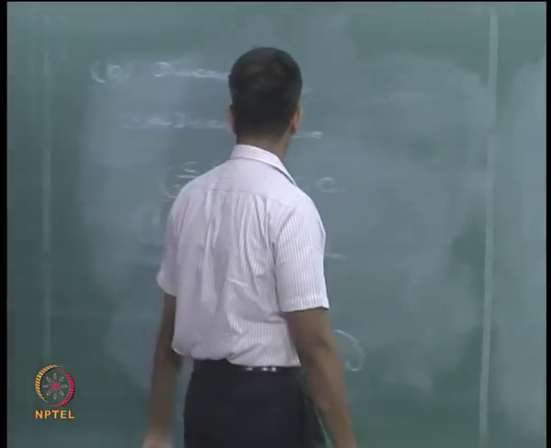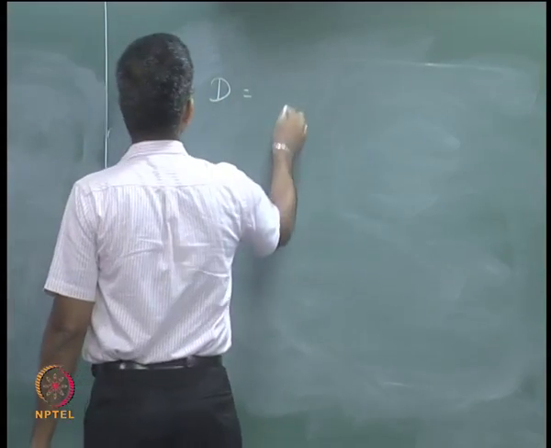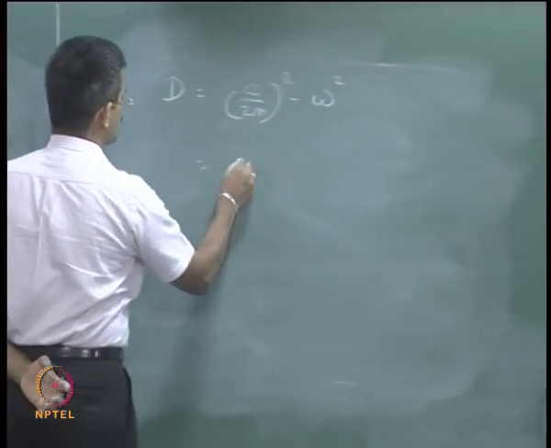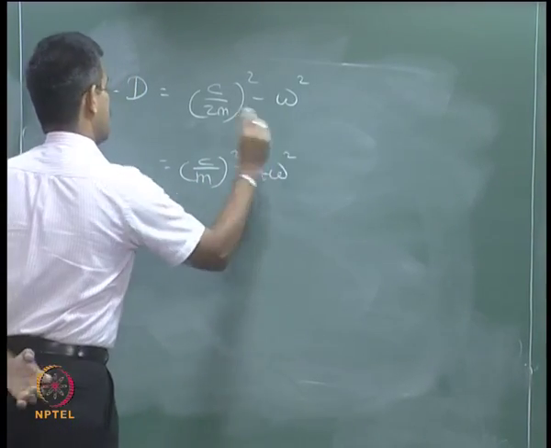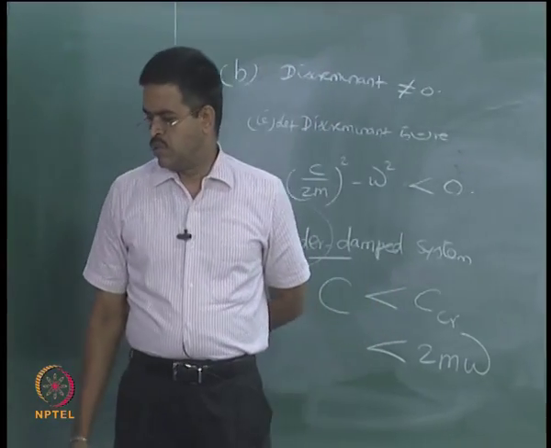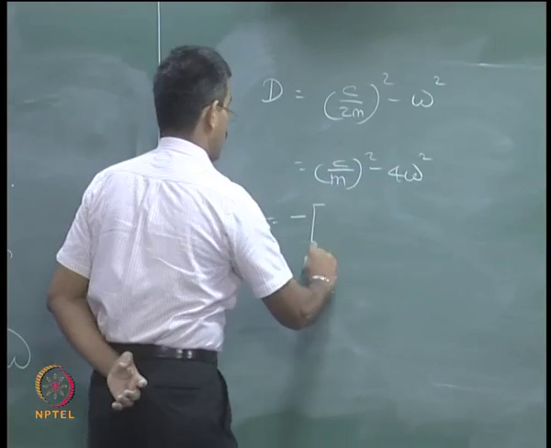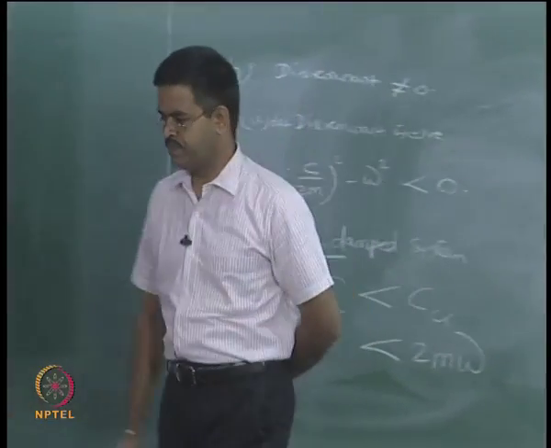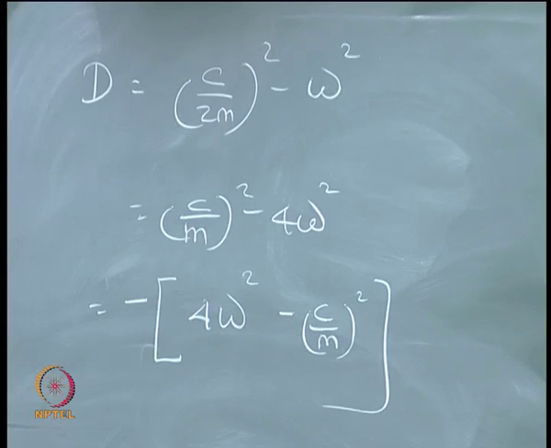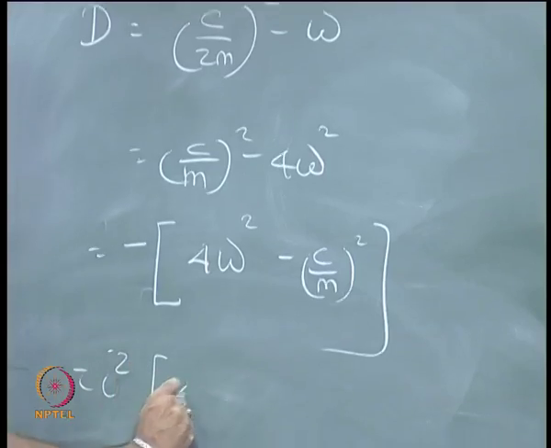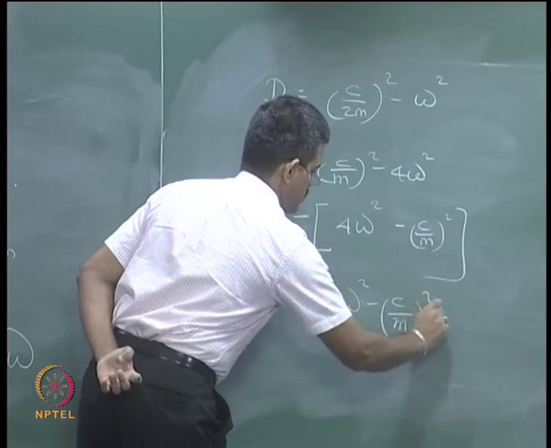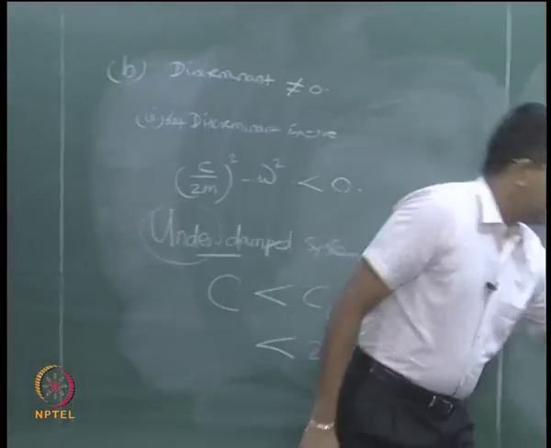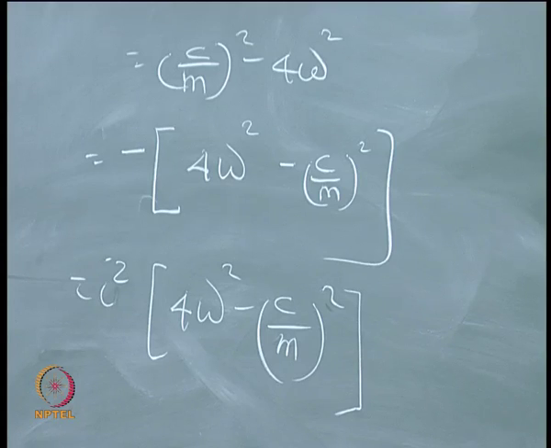So let us pick up the discriminant D, slightly modify this, it is going to be C by 2m the whole square minus omega square. I can modify this as C by m the whole square minus 4 omega square, or I can say minus of 4 omega square minus C by m the whole square. So I can rewrite this as i square of 4 omega square minus C by m whole square. So I will take away this.